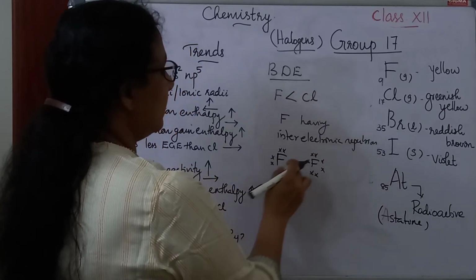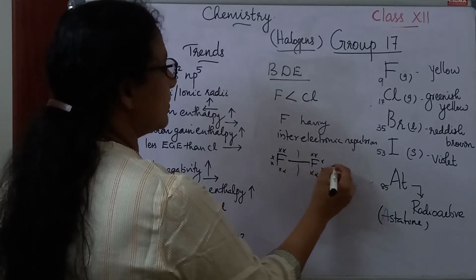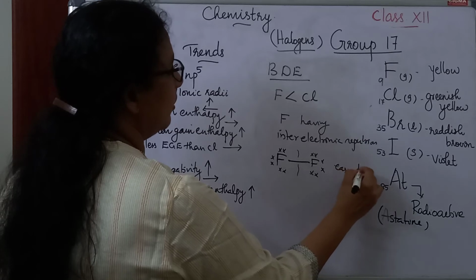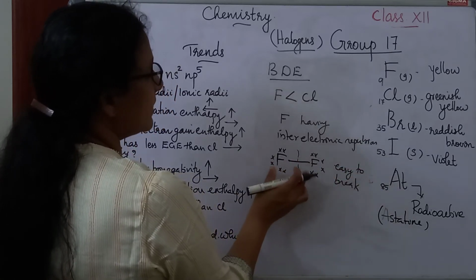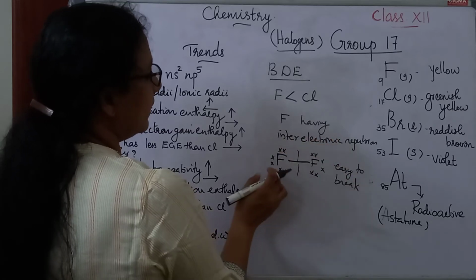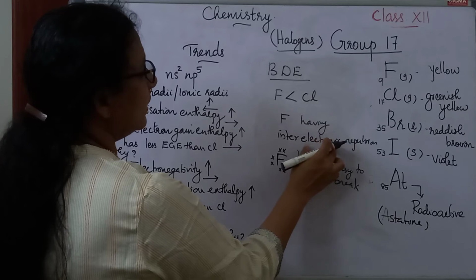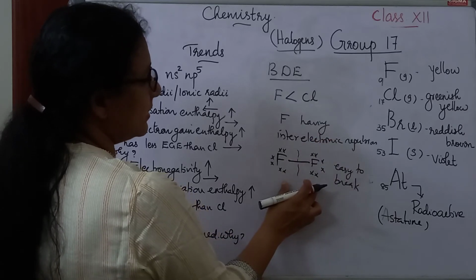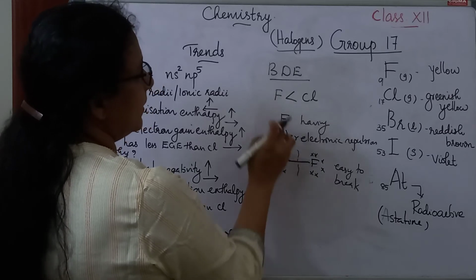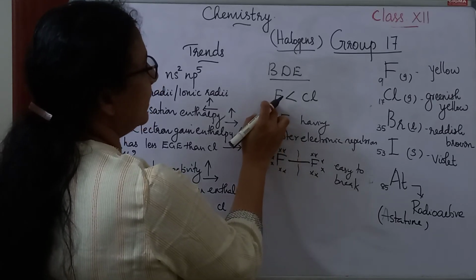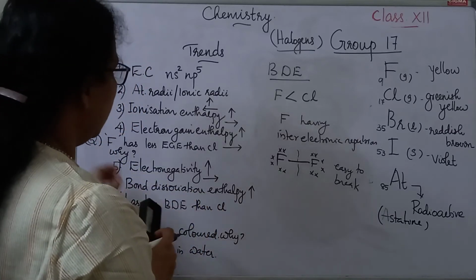this may be the bond, and it is very easy to break the bond, since there is interelectronic repulsion between these lone pairs of electrons. So interelectronic repulsion is there in this case. So it is very easy to break this bond. So that is why fluorine has less bond dissociation enthalpy than chlorine.